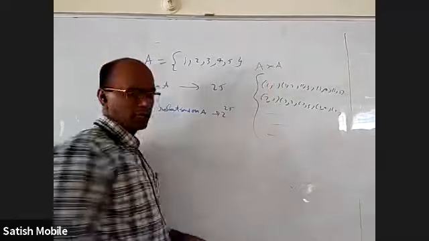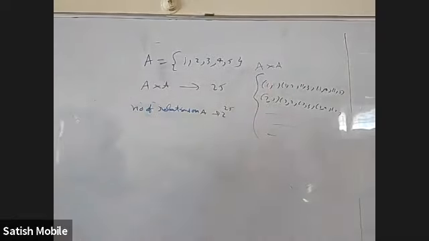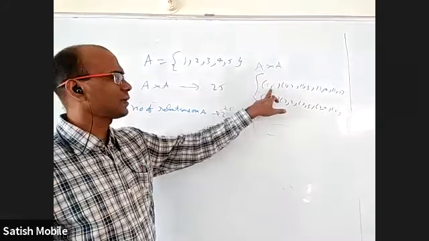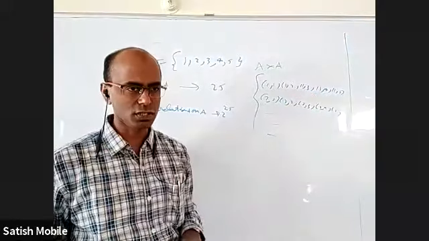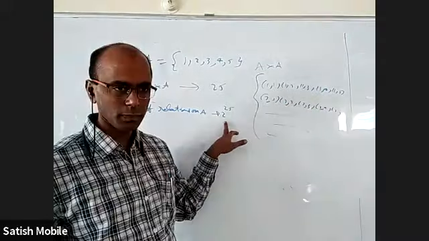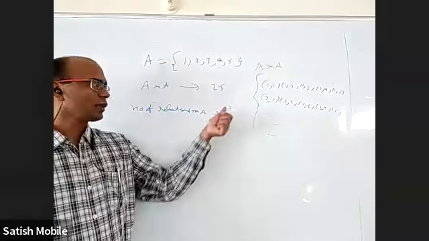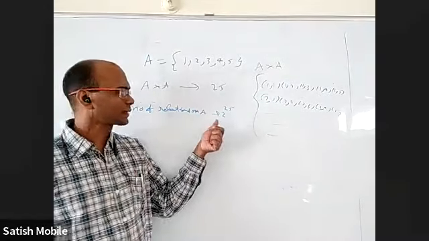Any subset of that is a relation. And in the subset, this element can be there, may not be there. This element may be there, may not be there. Like that, we have two choices for each. That's why it is 2 power 25. Okay.